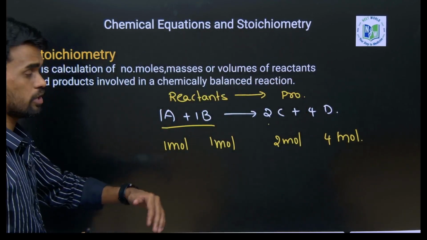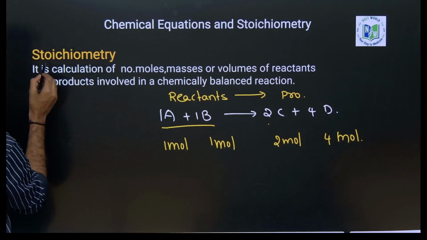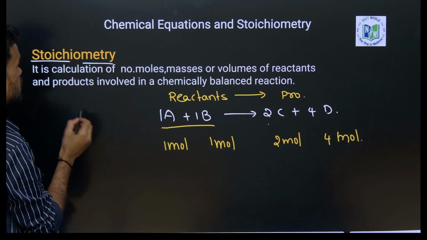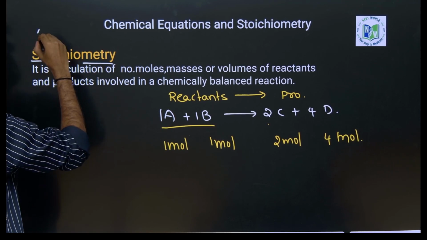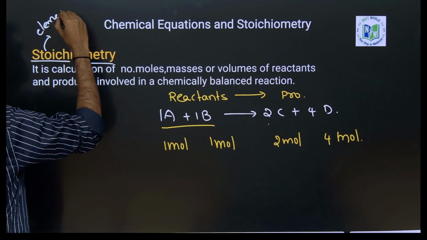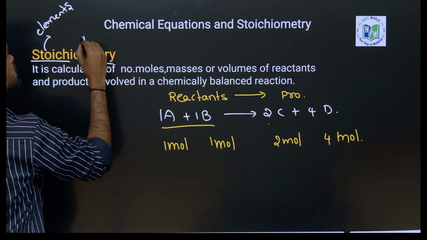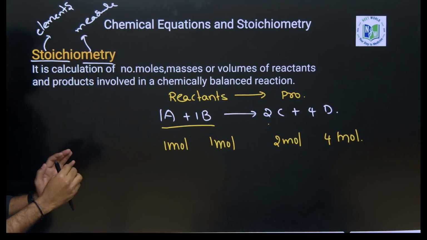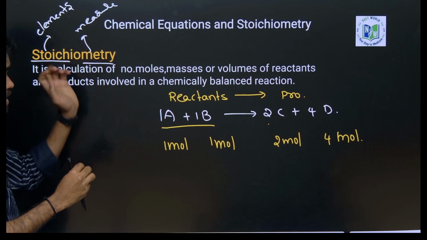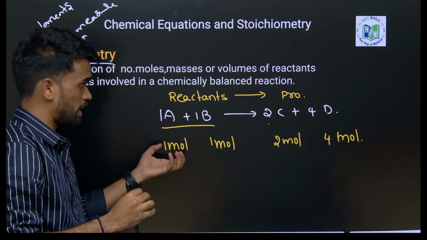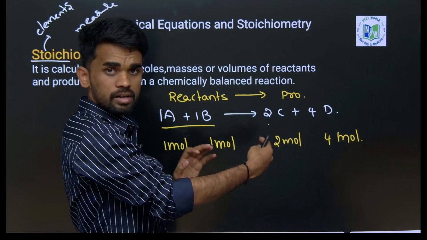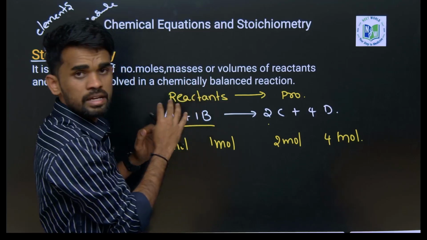Before going to the next slide, let us look into this definition first. What exactly does the word stoichiometry mean? Stoichio means elements, and metry means measure. So it measures how much amount of a particular element is converting into some other form. That is what we are calculating in stoichiometry calculations.